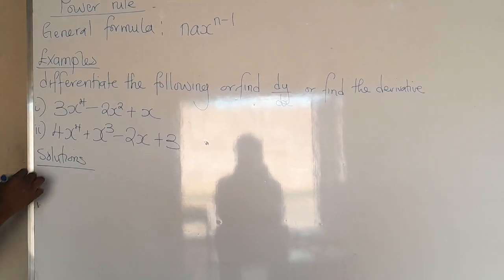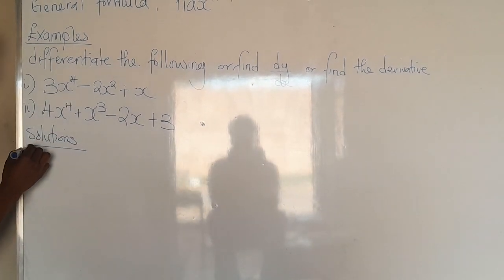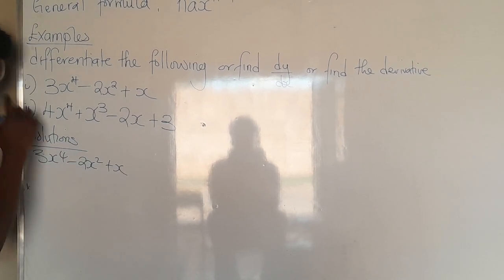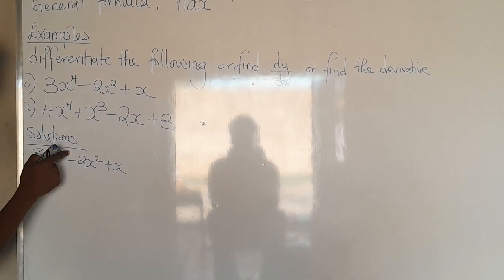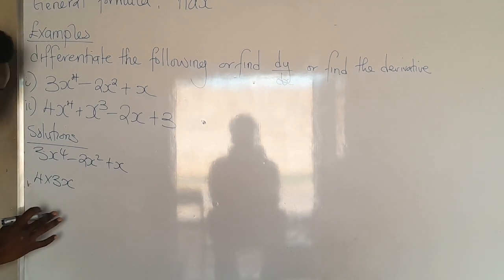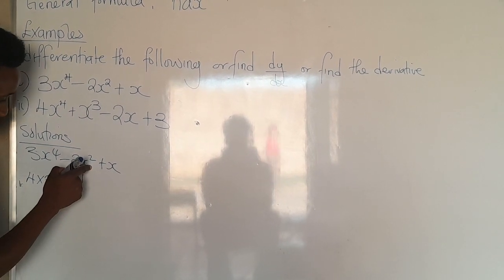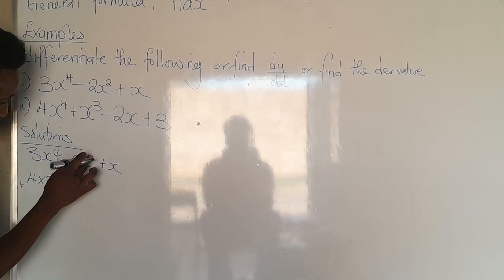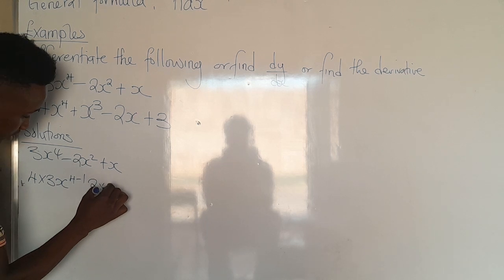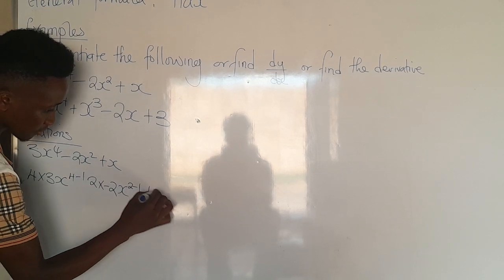So solutions, we are saying that to differentiate this, or to find dy dx, or the derivative, we are going to have 3x to the power 4 minus 2x squared plus x. Alright, so we need to multiply 4 times 3, then x will be just like that, nothing happens to x. Then on top we need to subtract 1. Even here we say 2 times negative 2, then x, 2 minus 1, then plus.